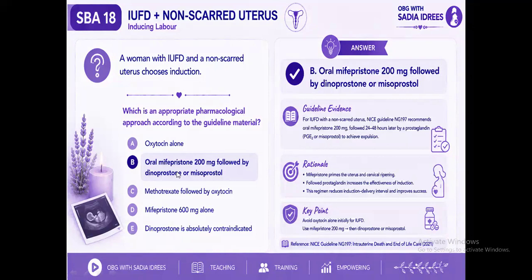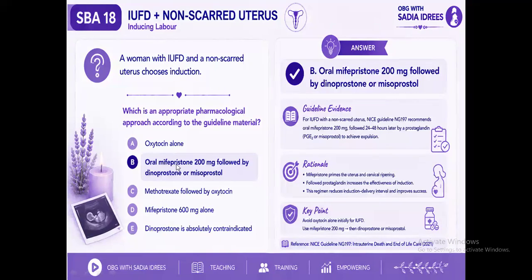And this is exactly why you should never learn "mifepristone is not used for induction." Context matters. Earlier, when we discussed routine induction for live-term pregnancy, mifepristone was not a standard cervical ripening agent. But in the setting of IUFD, the pathway is different. For a woman with IUFD who chooses medical induction and has no previous cesarean, NICE recommends mifepristone 200 mg orally, followed by dinoprostone or misoprostol.